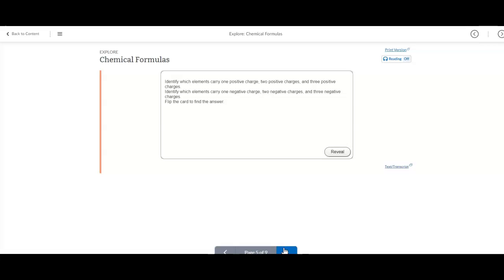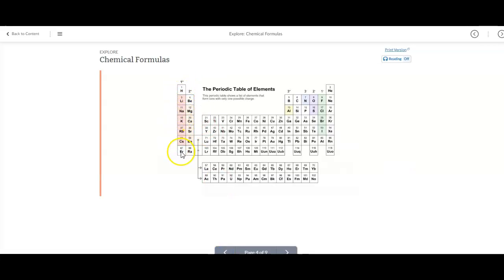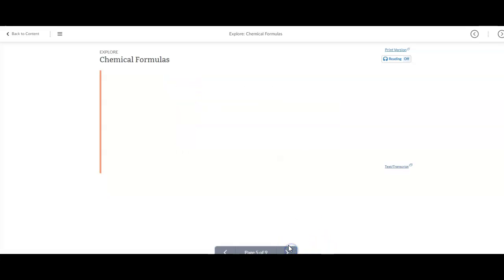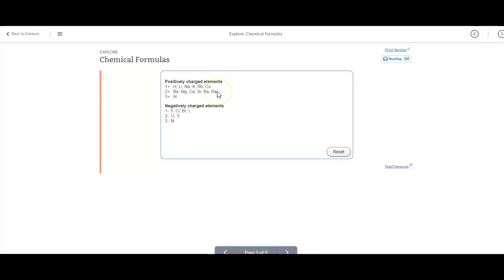So identify which elements carry 1 positive charge, 2 positive charges, and 3 positive charges, and then identify which elements carry 1 negative, 2 negative, and 3 negative, and you flip the card and find the answer. So I'm not sure if there's a little glitch or something in this, but you would use the periodic table. So for instance, hydrogen, lithium, sodium, potassium, rubidium, and cesium. You'll notice if we go back, all of those elements are in the same group or family, and they all have a +1 charge. So if you look at the answer to that, which elements have 1 positive charge, it shows it there. So just by labeling that periodic table the way it was in the previous picture, you're kind of able to see those charges, and that's helpful when you're trying to identify types of bonds and things like that.